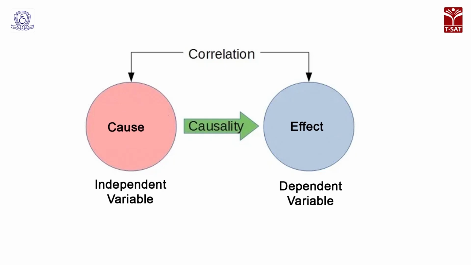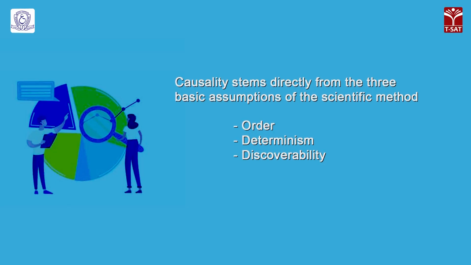Causality refers to cause and effect, as the term suggests. Causality stems directly from three basic assumptions of the scientific method. They are order, determinism and discoverability. It shows how things come to be the way they are.